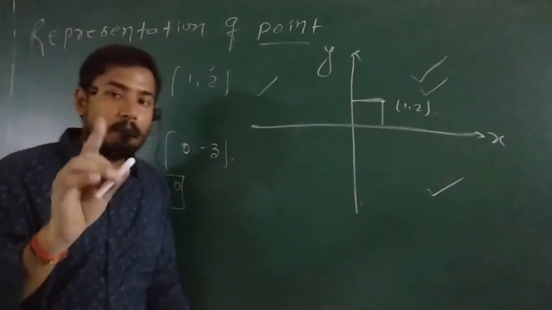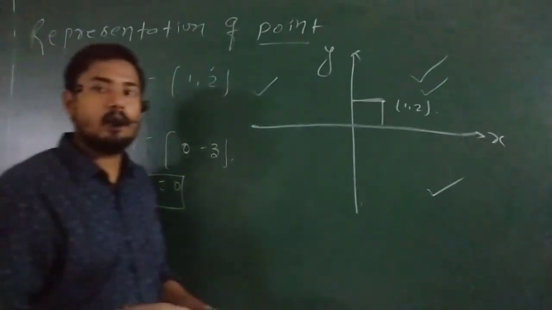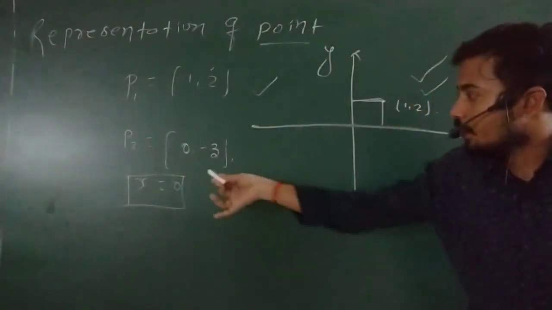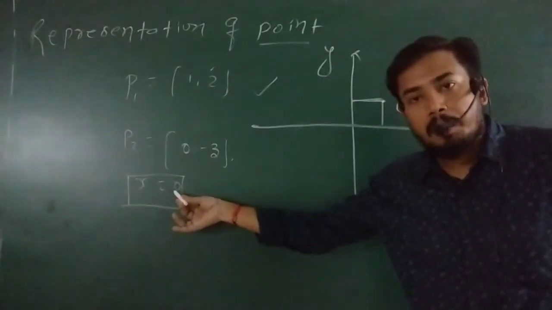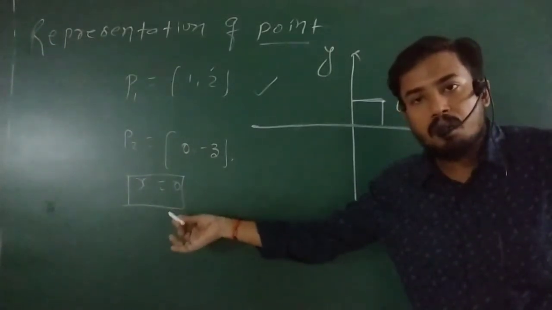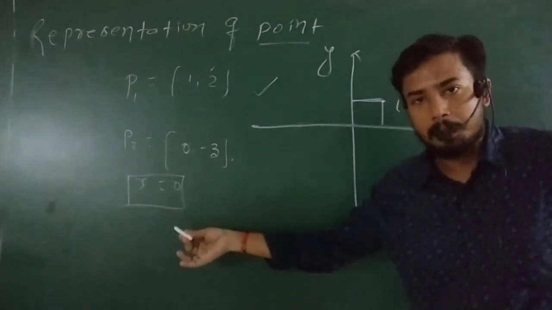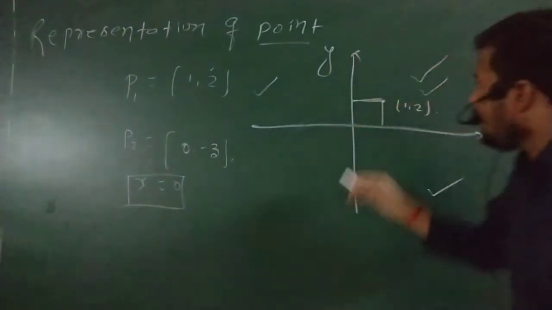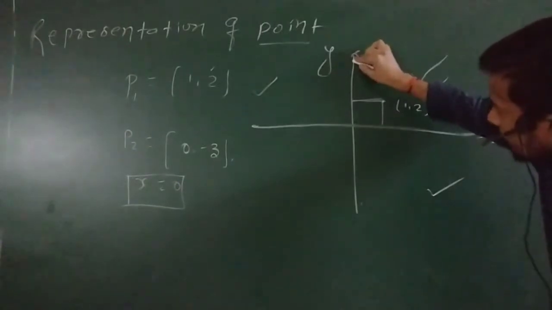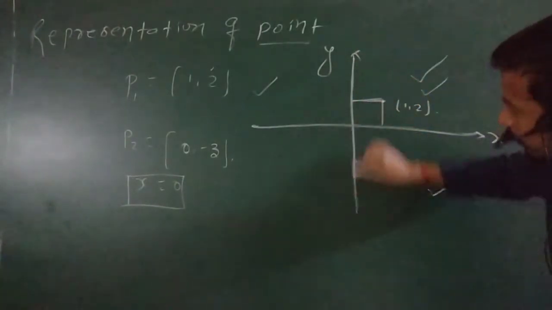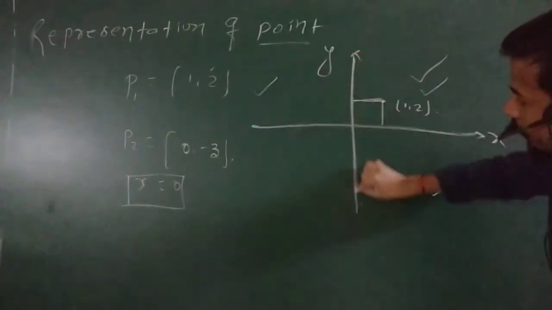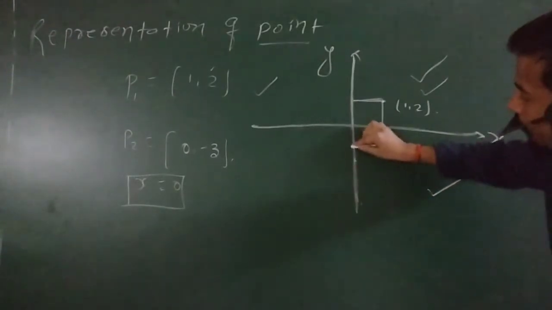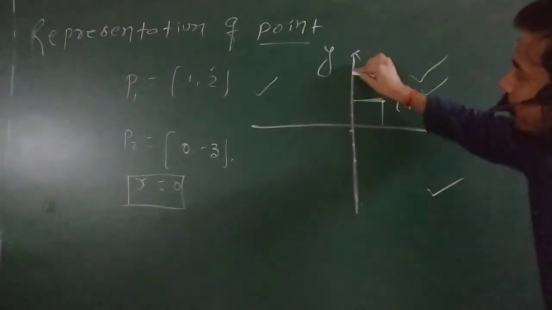My dear, look here. X is 0. It means the perpendicular distance of the point from the y-axis is 0. It means this point lies on this line. Somewhere, maybe here, maybe here, anywhere on this line.